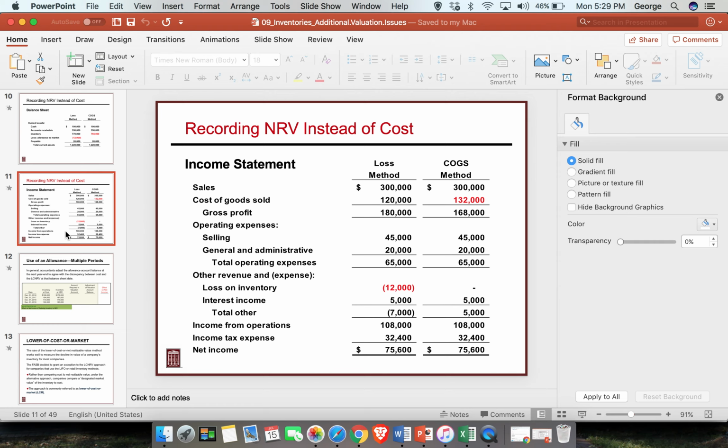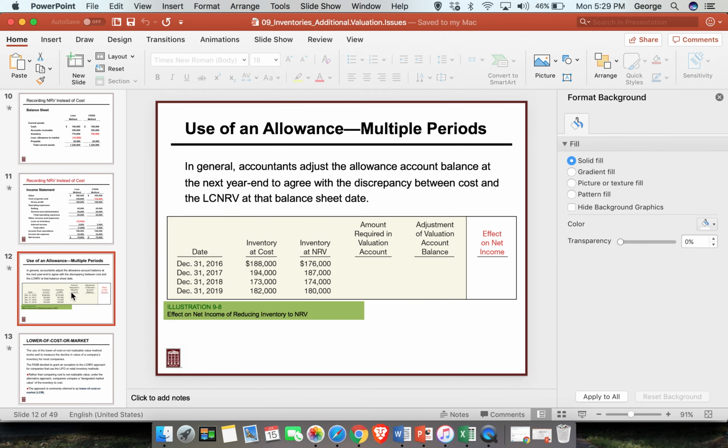So, recording NRV instead of cost, this is what your income statement would look like. You would have a loss on your income statement of 12,000, and then you have a reduction of cost of goods sold, in this case, to 132. All right. In general, accountants adjust the balance at year end to agree with the discrepancy between cost and the lower of cost or net realizable value at the balance sheet date. So it's a reconciliation, right, between the two.